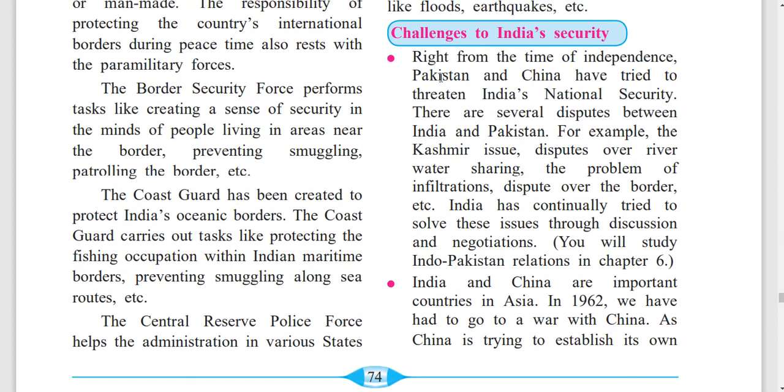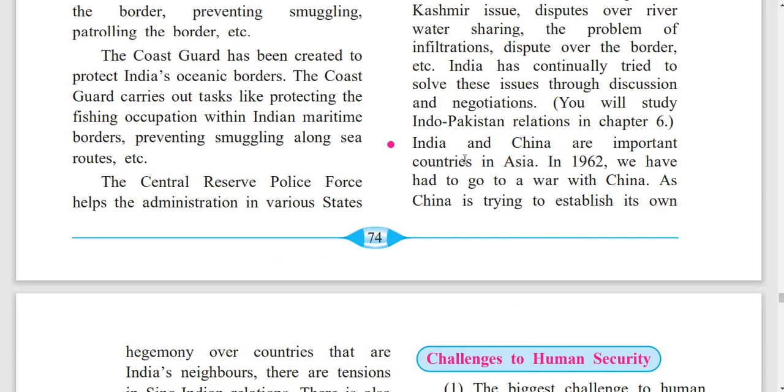Challenges to India's security. Right from the time of independence, Pakistan and China have tried to threaten India's national security. There are several disputes between India and Pakistan. For example, the Kashmir issue, disputes over river water sharing, the problem of infiltration, dispute over the border, etc. India has continually tried to solve these issues through discussion and negotiations. You will study Indo-Pakistan relations in chapter 6.